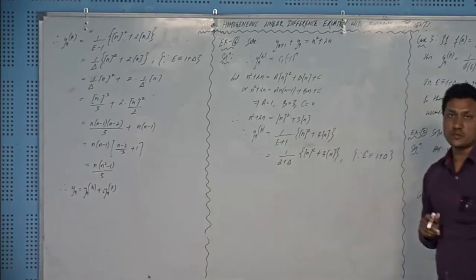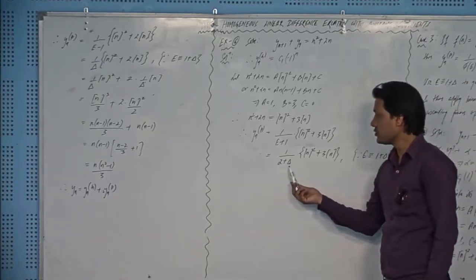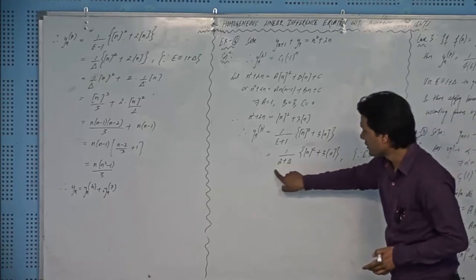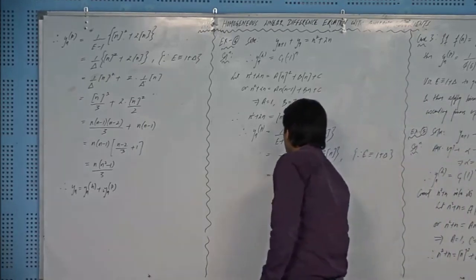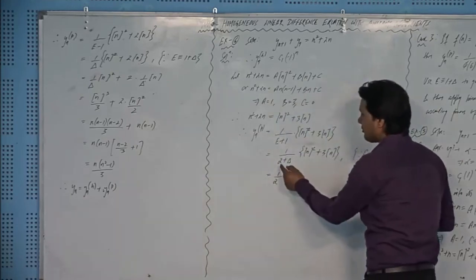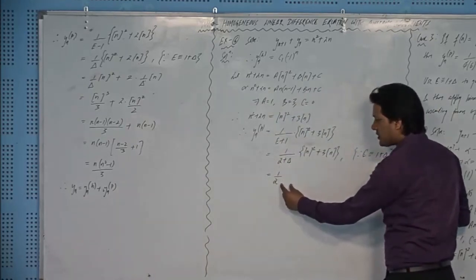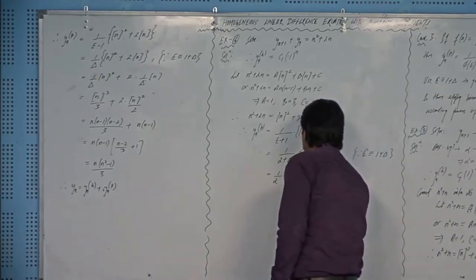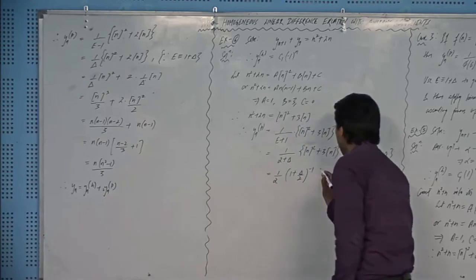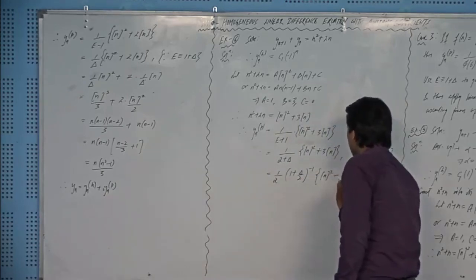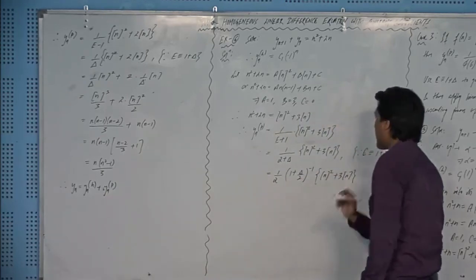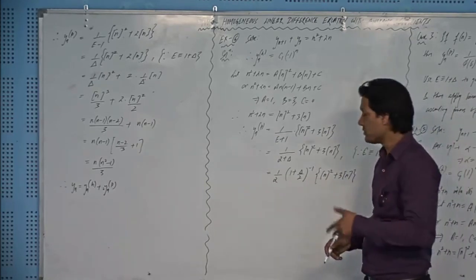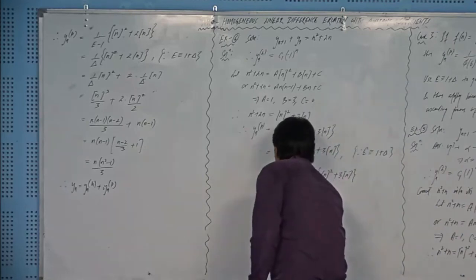Now I can use that binomial expansion because I have two terms here. In order to use that binomial expansion, I should create 1 here, and I should take this 2 common. So 1 by 2 will be taken common, and in the bracket I will have 1 plus delta by 2, to the power minus 1, acting on factorial n square plus 3 factorial n. Now you will use that binomial expansion: 1 plus x to the power minus 1 is 1 minus x plus x square minus x cube plus x to the power 4, and so on.